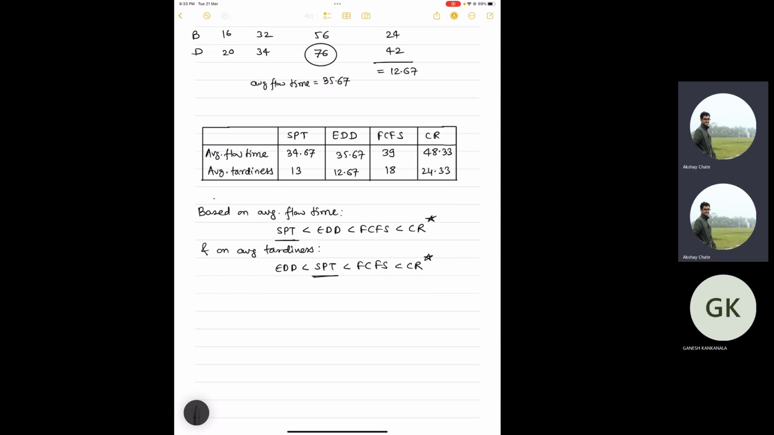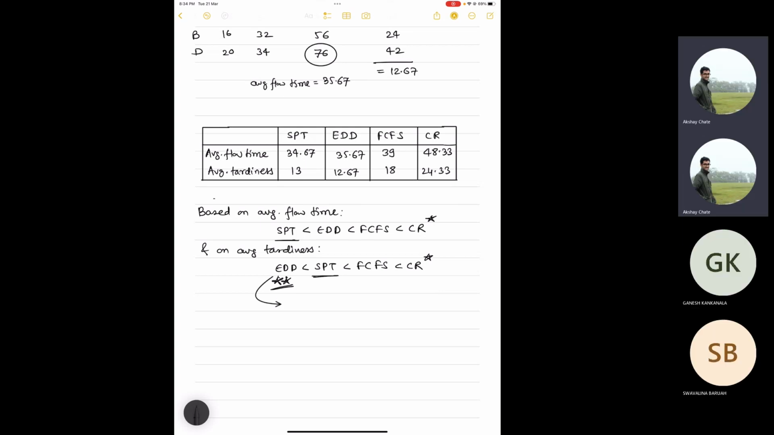If I am there, I will focus on tardiness because tardiness, as I told you earlier, is the indicator of delay in your deliveries. So that affects your customer relationships. So I will go for EDD criteria here. But for some businesses, maybe EDD is not suitable. They can go for SPT. But in any case, they should not go for CR. So that is the whole point of this exercise. I hope it is clear to you, Ganesh.